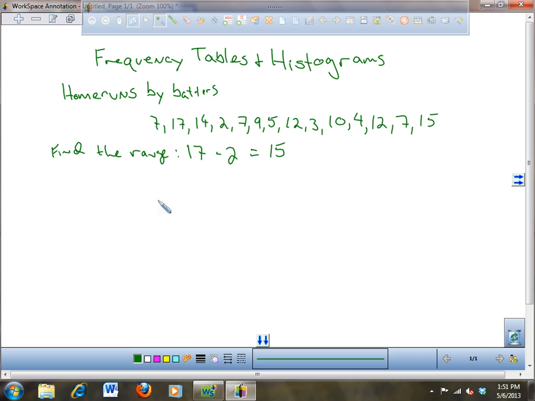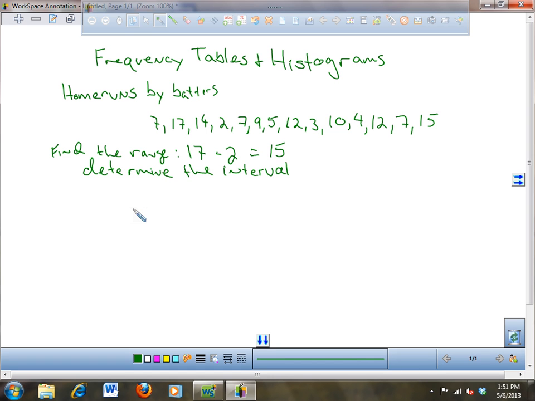And say I want to determine the interval, the width, based on how many different bars you want to have in your graph. So what do you think would be reasonable? How wide should I make each bar? If I want 4 bars on my graph, where should I start this interval?